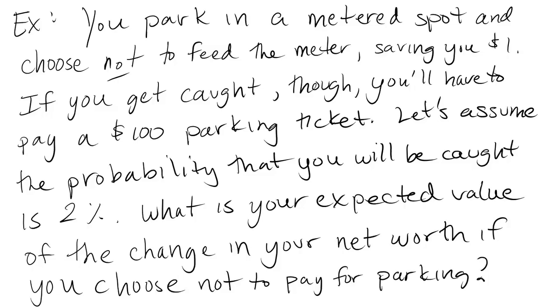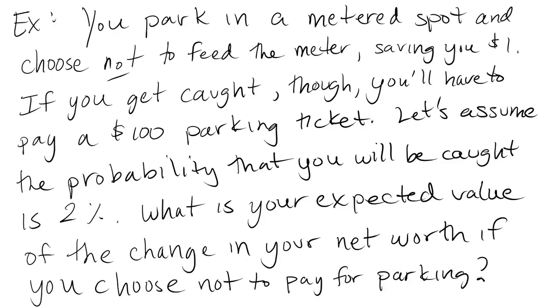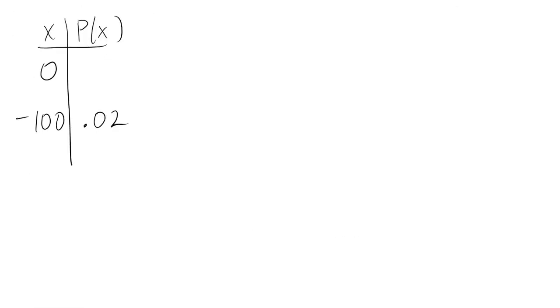It says there's a 2% chance you'll get caught. Which outcome corresponds to getting caught? Well, the loss of $100. So we're going to pair the 0.02 with negative 100. And notice that it's 0.02, not 0.2. 0.2 is 20%. It doesn't give us the probability that we won't get caught. But remember, getting caught and not getting caught are complements. And so if there's a 2% chance you will get caught, there's a 98% chance that you won't get caught.